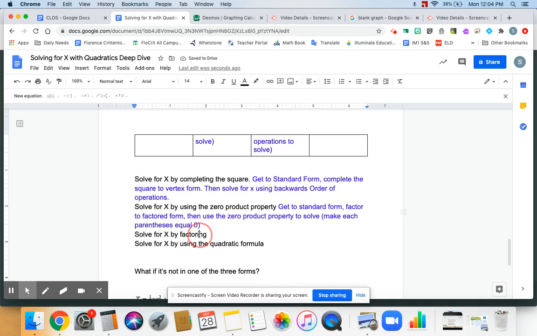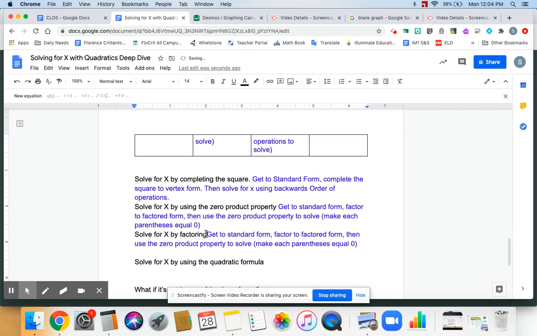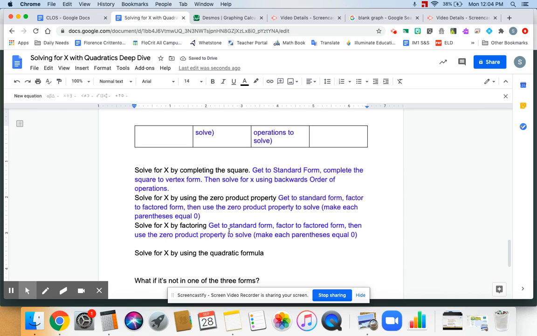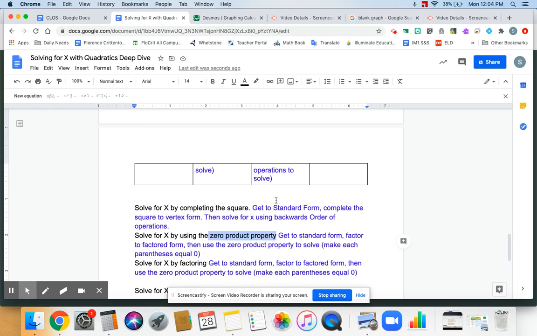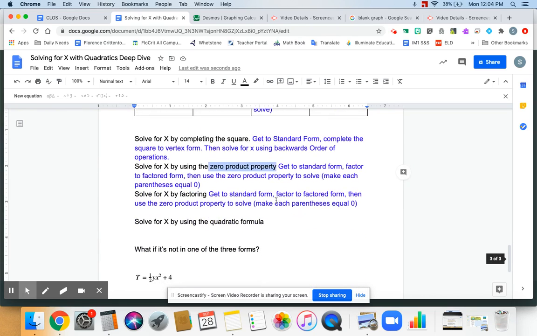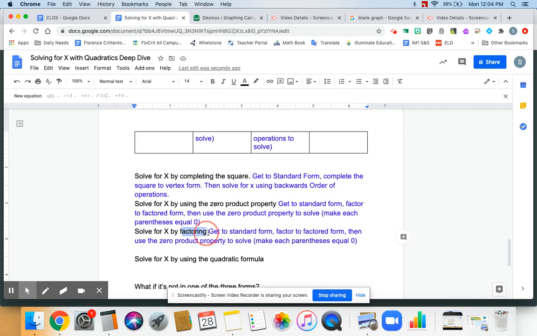If they say solve for x by factoring, it means the same thing. It means get yourself to standard form if you're not there yet. Then factor it to the factored form. And then you're still going to use the zero product property to solve. So for whatever reason, they use both. They'll use the zero product property, which is how we're actually solving it, or they'll say factoring, which is how you get to factored form where you would use the zero product property to solve. So it's basically saying the same thing.